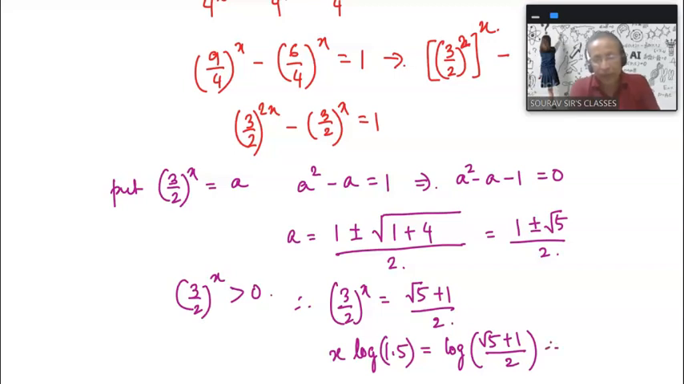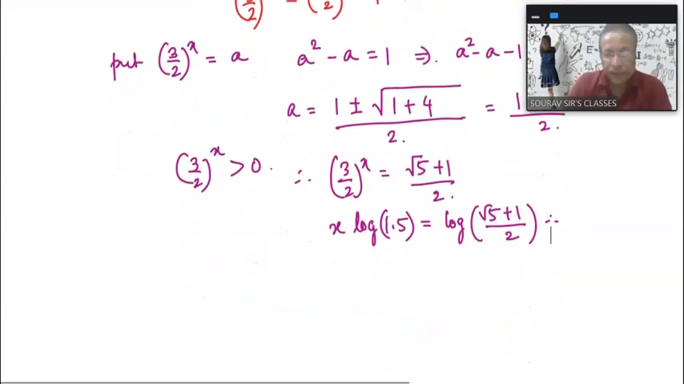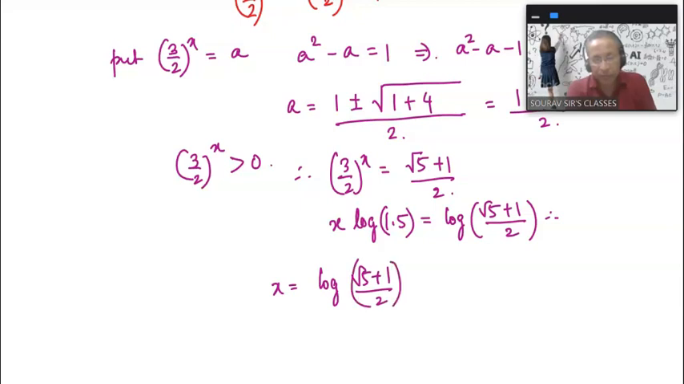Therefore x is log of (root 5 plus 1) by 2, divided by log of 1.5. So this would be the value of x.